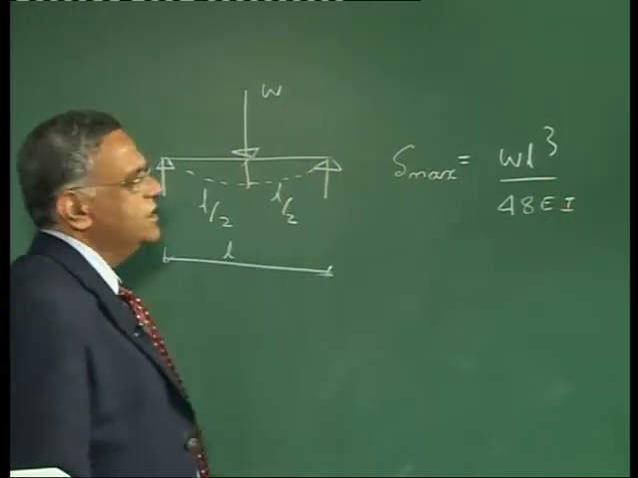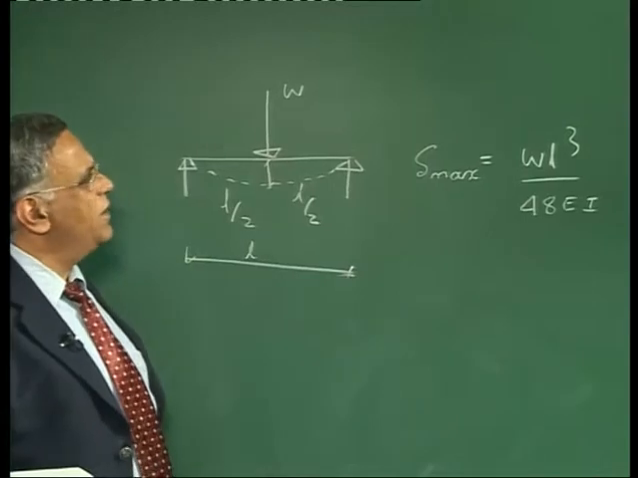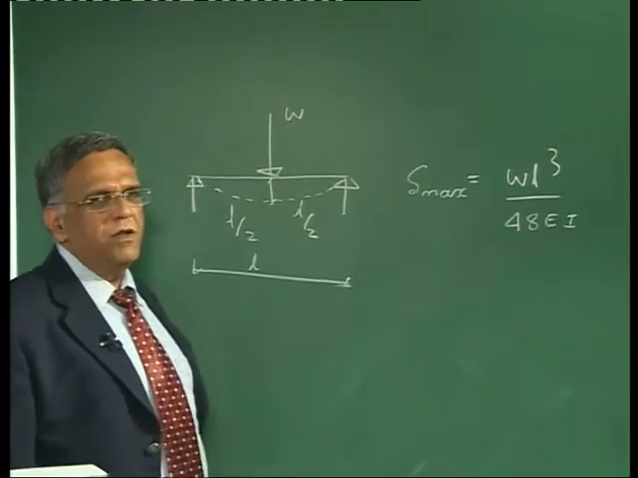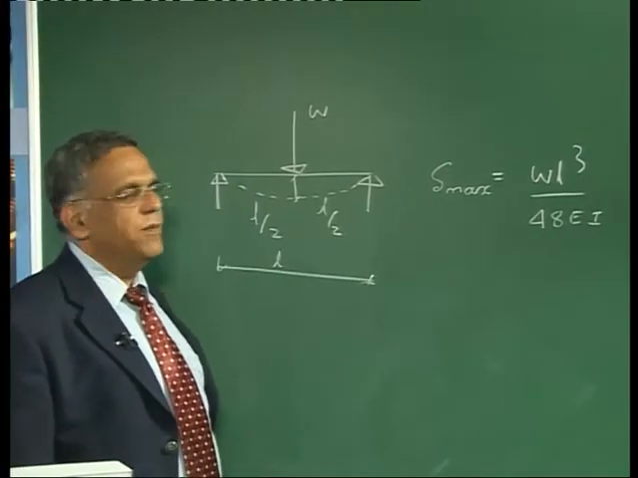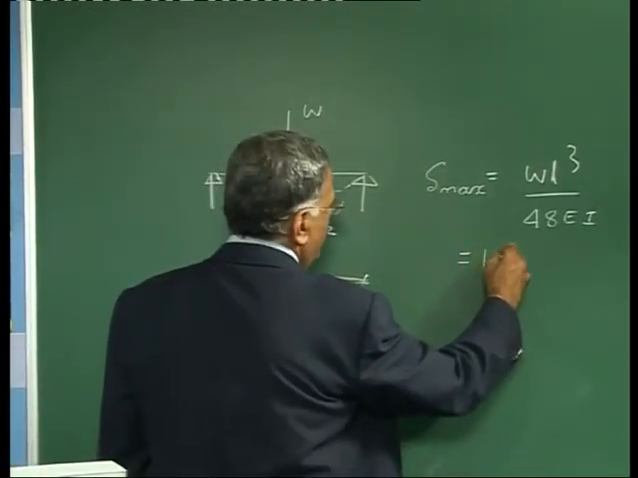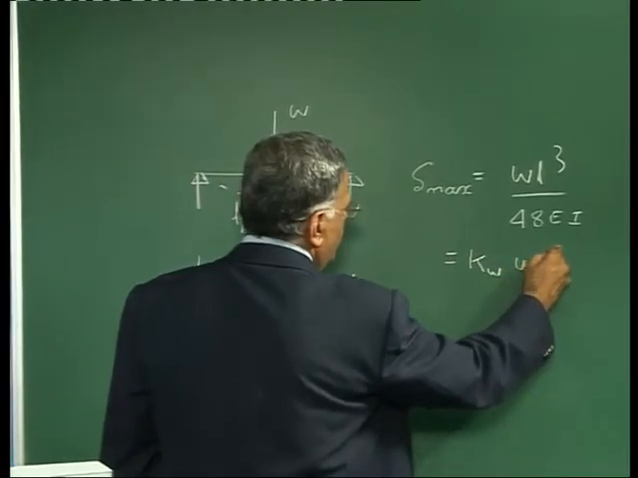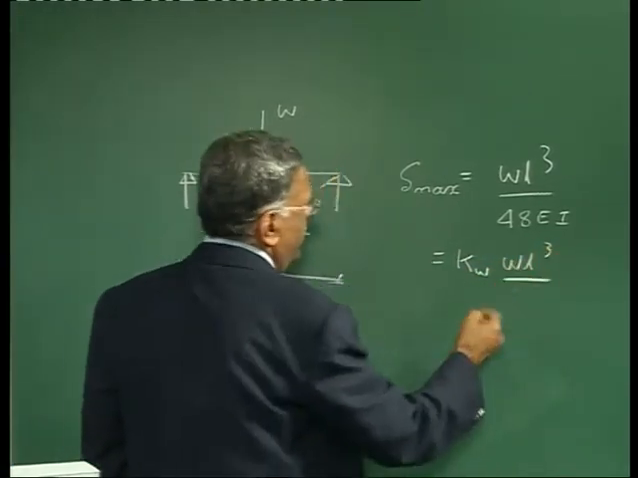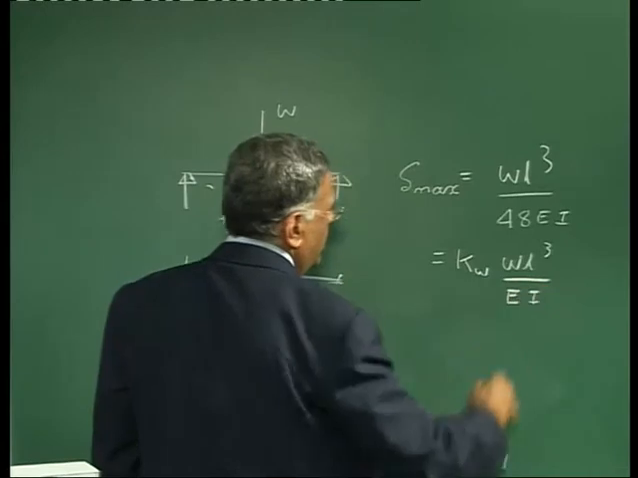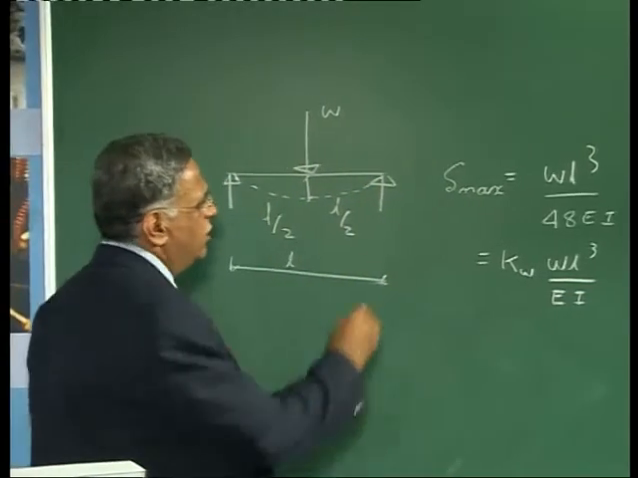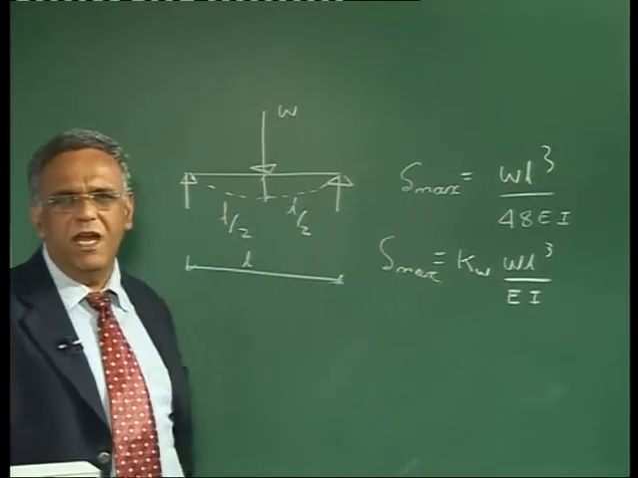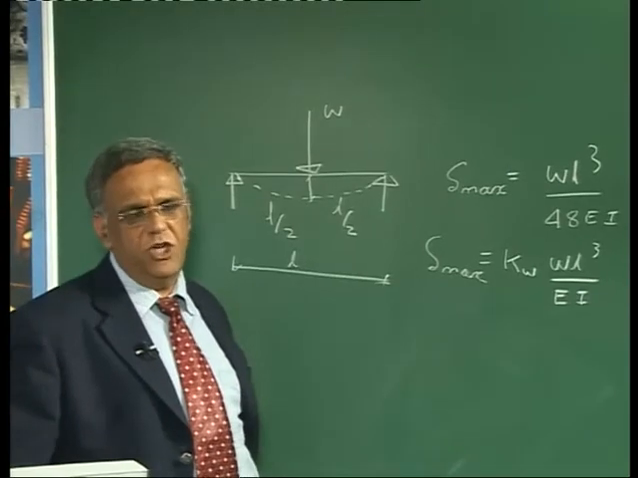One can observe that this maximum deflection the beam suffers depends upon the load acting, the span L, and the Young's modulus of elasticity of the material, and I represents the moment of inertia. This can also be written as a constant Kw as per the code. This constant 1 by 48 is replaced by Kw, and the final formula becomes delta max equal to Kw into WL^3 by EI.